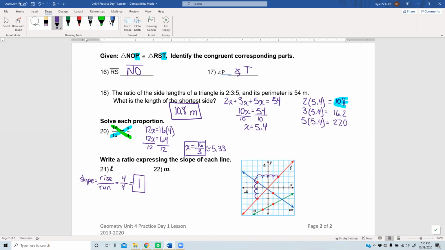And then 22 asks us about line M. So line M is this blue line here. So what do I do on it? I go down 2 over 3. So our slope here is negative 2 over 3.